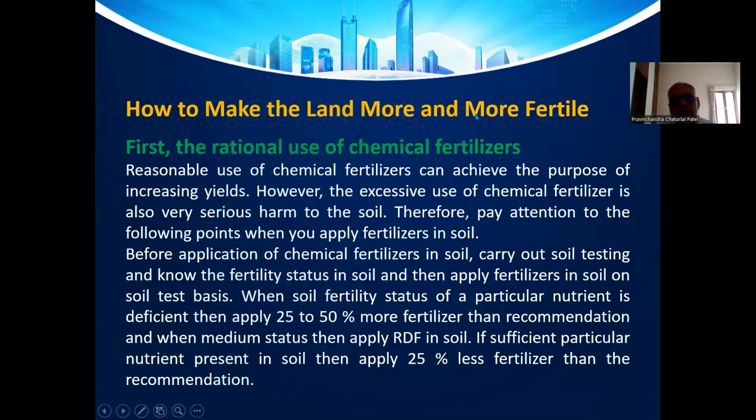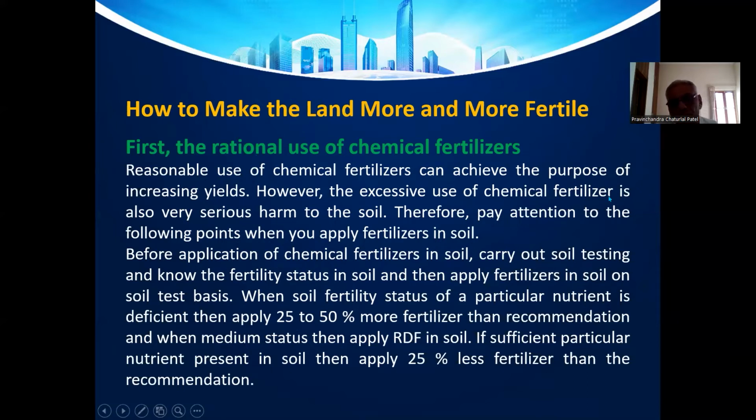How to make the land more and more fertile? So it is very important. Many farmers ask how we can make the soil more and more fertile for higher crop production. So first, the rational use of chemical fertilizer. Reasonable use of chemical fertilizer can achieve the purpose of increasing yield.